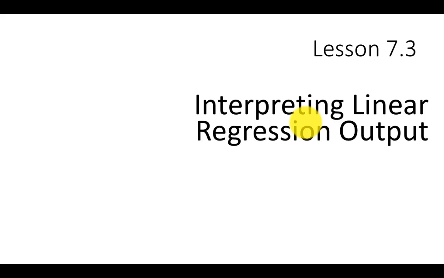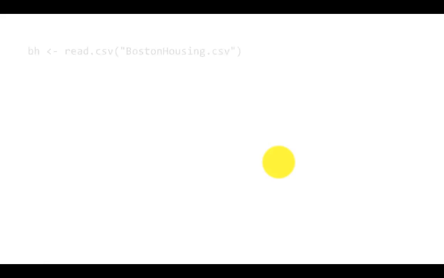Let's take a look at how to interpret the regression output that we get from linear regression. The linear regression output gives us a lot of information. We'll be looking at quite a bit of that information, but not all of it. We'll be looking at what is relevant for our purposes.